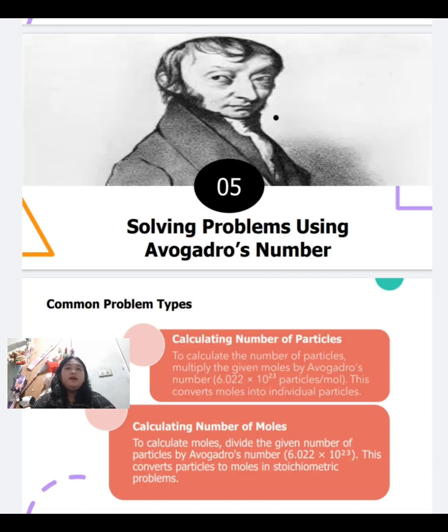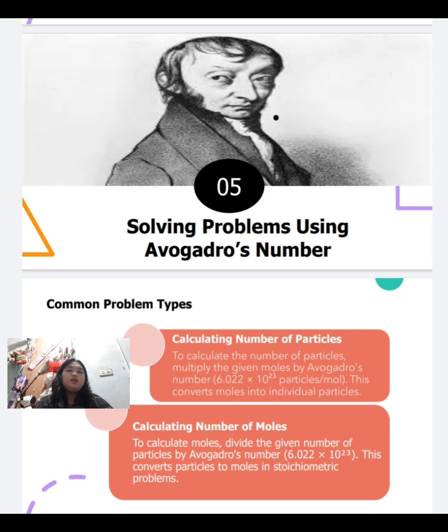Next part is part 5. It is about solving problems using Avogadro's number. It's the common problem types. First is calculating the number of particles. It is multiplying the given moles by Avogadro's number, 6.022 times 10 raised to the power 23 particles per mole. This converts moles into individual particles.